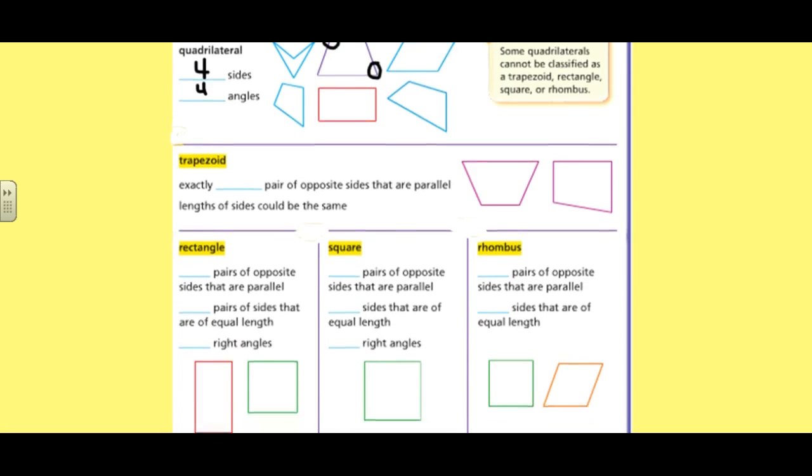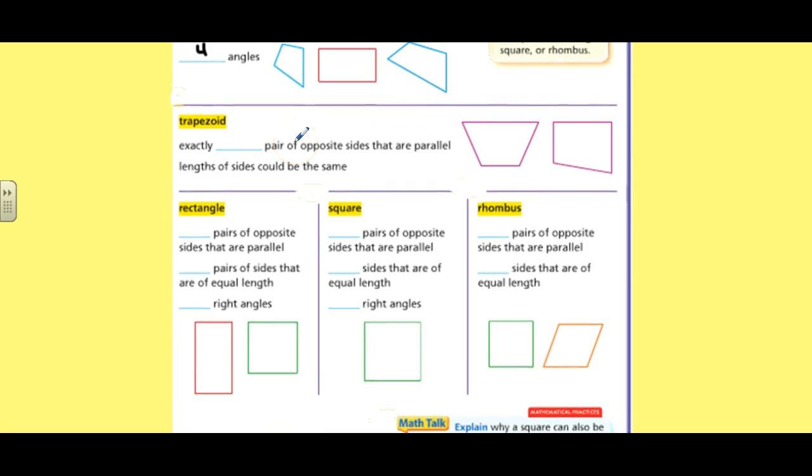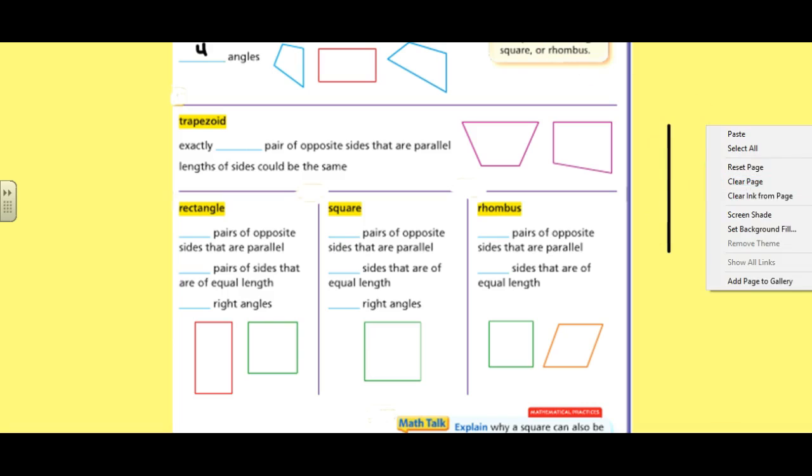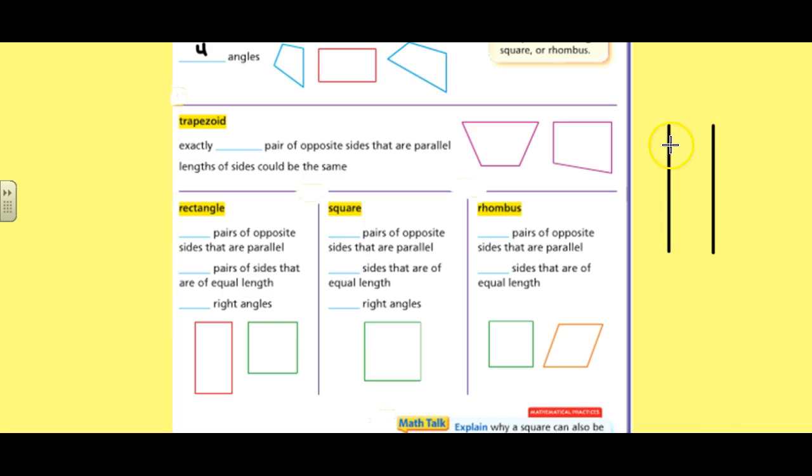So the first quadrilateral we're going to look at is a trapezoid. And one thing that you need to know for the start of this lesson are what parallel lines are. This is something that you should have already learned, but I'm going to go over it again if you don't remember. Parallel lines are 2 lines that are close to each other, but they're never going to intersect or touch at any point. If these 2 lines were to keep going and going, they would never cross.